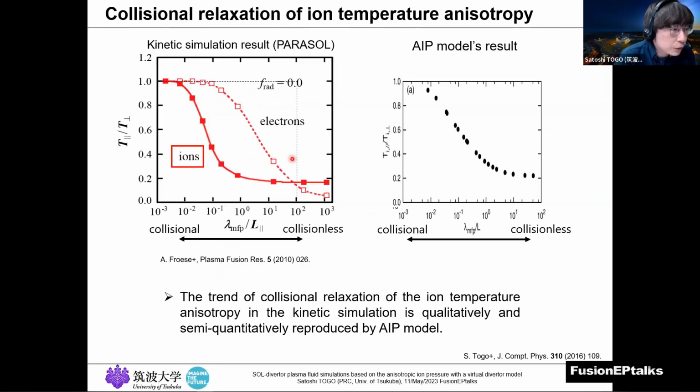And the trend of the ion temperature anisotropy is investigated in detail, and we obtain this result by AIP model. On the left side, we show again the kinetic simulation result. So the trend of collisional relaxation of the ion temperature anisotropy in the kinetic simulation is qualitatively and semi-quantitatively reproduced by AIP model.